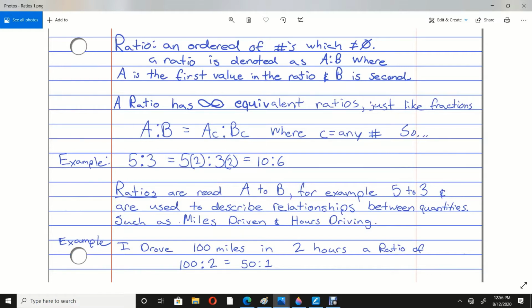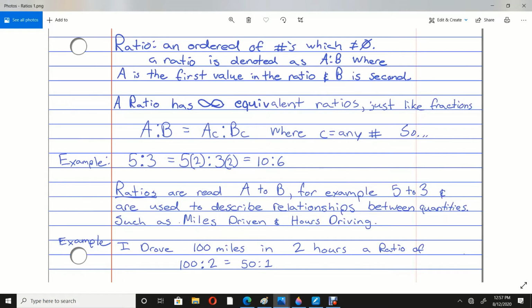Seems pretty straightforward. A ratio has infinite equivalent ratios, just like fractions have an infinite number of equivalent fractions. A ratio has an infinite number of equivalent ratios, just like a fraction. A to B is equal to A times C to B times C, where C is any number. So, and here's the example of this. So the letters right here, the variables may be a little abstract. Here you can see a concrete example of this, where we have 5 to 3, which is equal to 5 times 2 to 3 times 2, which is equal to 10 to 6. So 10 to 6 and 5 to 3 are equivalent ratios.